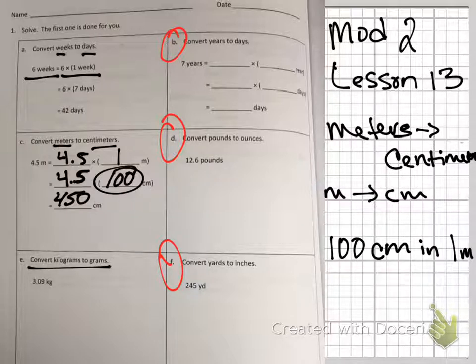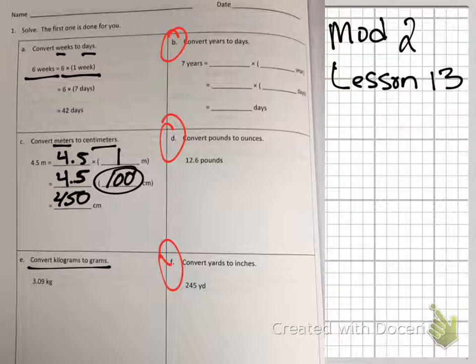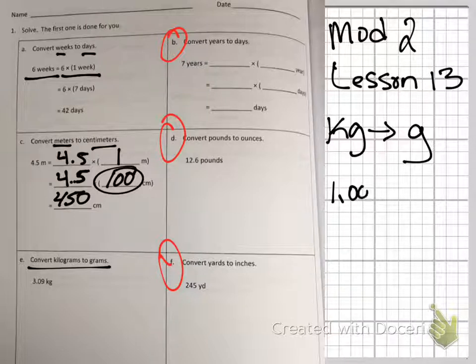We're converting kilograms to grams. So again, let's make sure we write down kilograms, or kg, to grams. And similar to kilometers to meters, it's the same. It's that same prefix. So we're going to be multiplying by 1,000 again. So there's 1,000 grams in a kilogram.